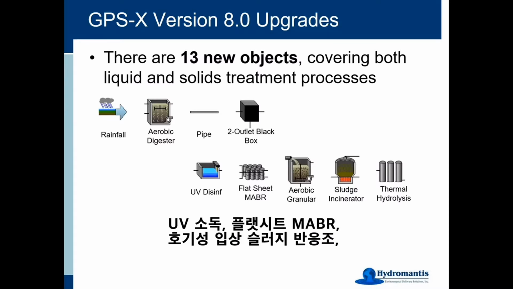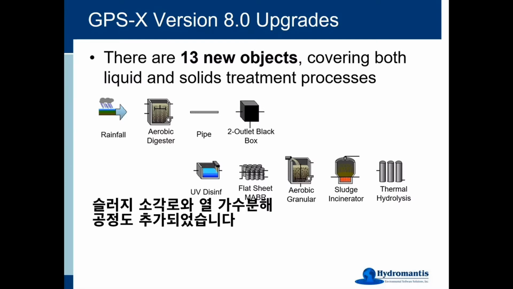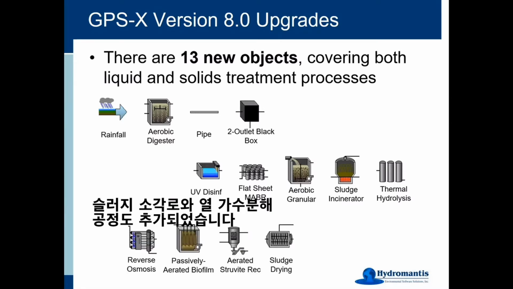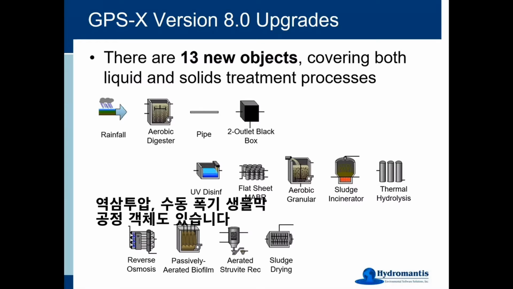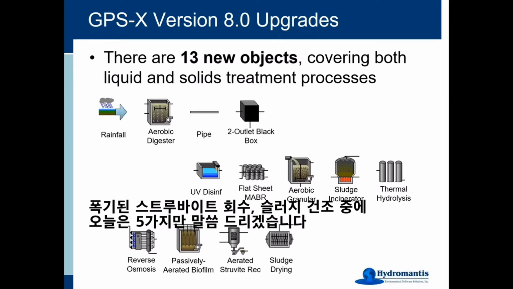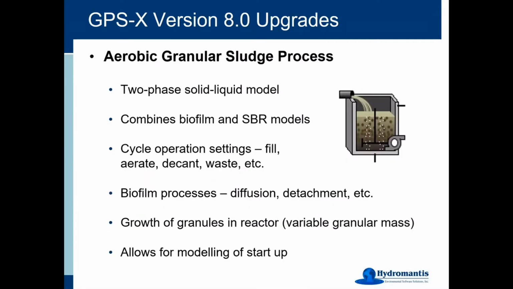We have a new UV disinfection model, flat sheet MABR, aerobic granular sludge model, thermal hydrolysis and sludge incineration models. We also have reverse osmosis and passively aerated biofilm. That was a special project where we worked on a biofilm system that had these sheets with air passing over them. Then aerated struvite recovery and sludge drying. I won't be able to go through all those today. I'm going to do 5 of these, and we'll pick up all the other ones in the next month's webinar.